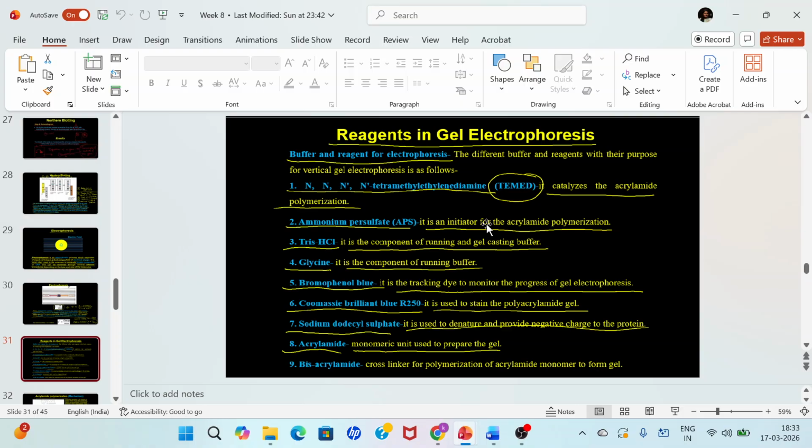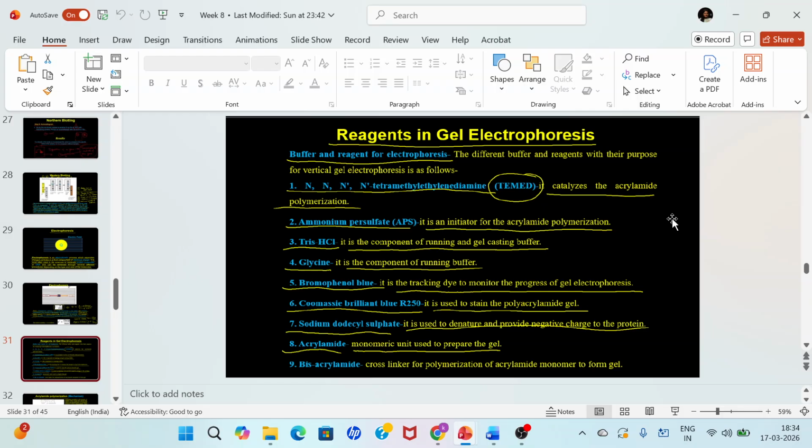Okay. So the reagents used in gel electrophoresis are different buffers, and the reagents that can be used are, first of all, TEMED. It catalyzes the acrylamide polymerization. Basically, whatever gel you are making is made with the help of acrylamide. So that acrylamide must be polymerized. TEMED helps in catalyzing that polymerization, otherwise it will take a long time, so that the liquid that we are using to form the gel can solidify and form a gel. Then ammonium persulfate, APS, is the initiator for the acrylamide polymerization.